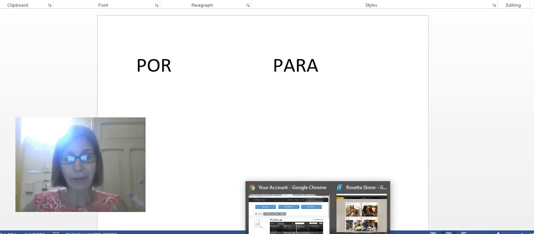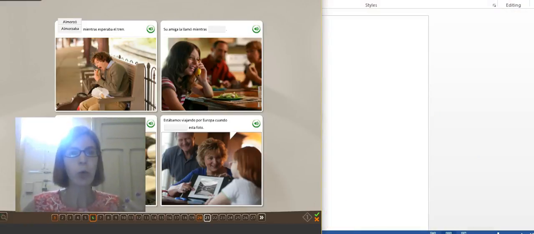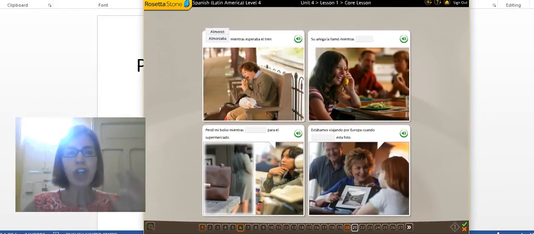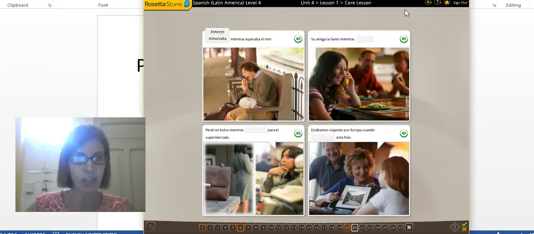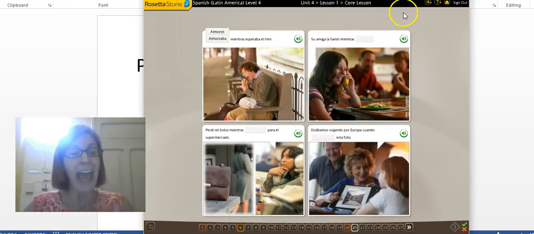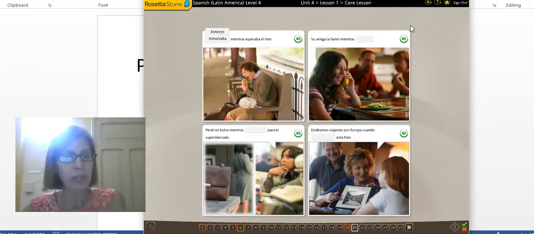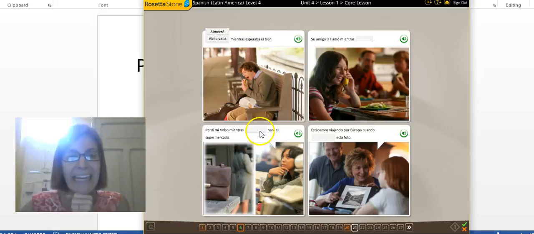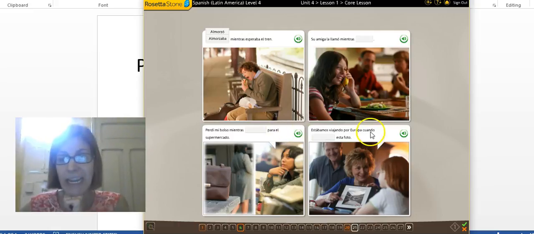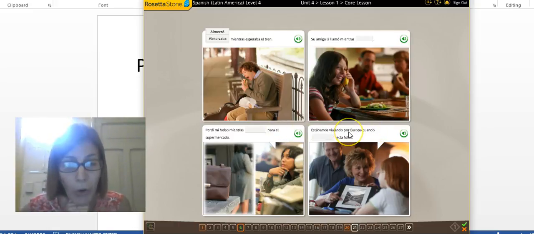Before I review, I want to come into your Rosetta Stone just to show you that you see these two words a lot in this current unit of Rosetta Stone, and you're also seeing them a lot in previous units and the next two units to follow. Looking here in our first core lesson of this unit, just on this one screen alone, I see an example right here of the word para. And in the next block here, an example of the word por.